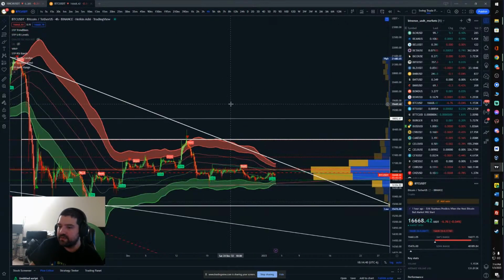There's no real good risk to reward in either direction. We're basically just gambling, and we don't want to be doing that. We want to have a solid game plan. We want to have the probability be on our side as traders, right?